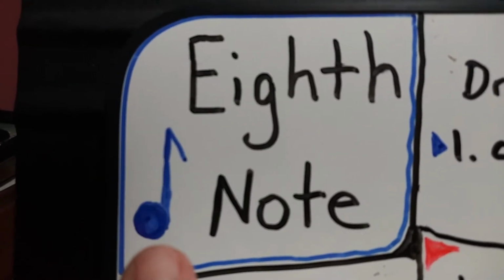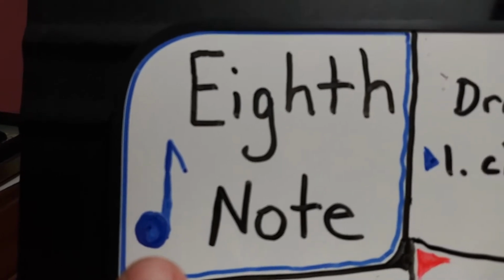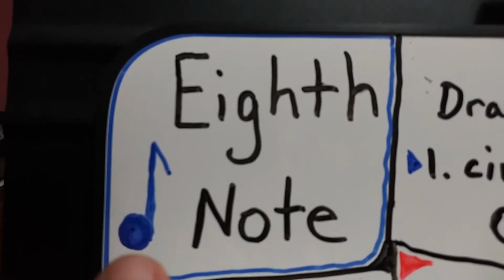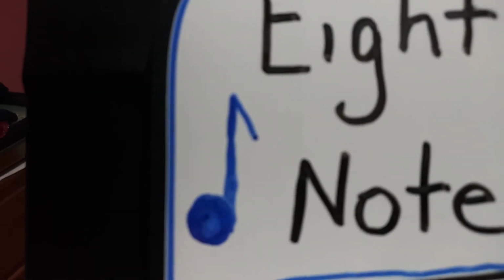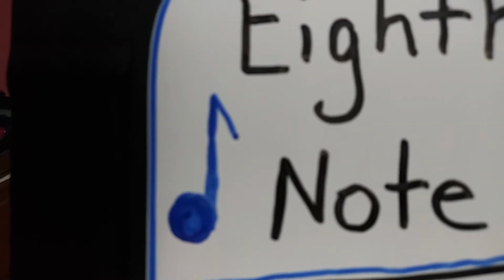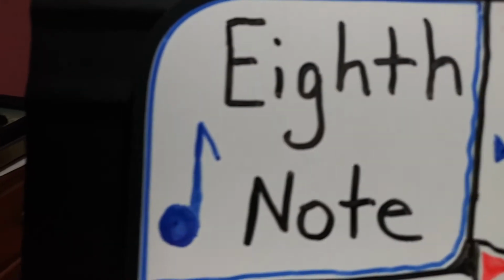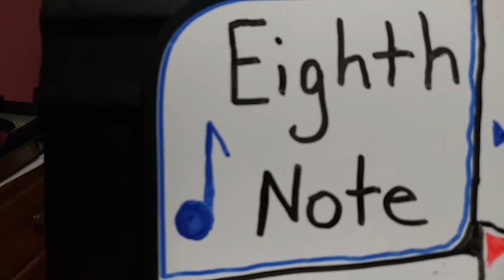Is this note like a quarter note or not like a quarter note? Let's take a look at a quarter note right there. That's a quarter note. Now let's take a look at this note again. What's the difference between this one, and this one? What's the difference? Well, yeah, one is black and one is blue, but other than the color. Eighth notes have a flag.